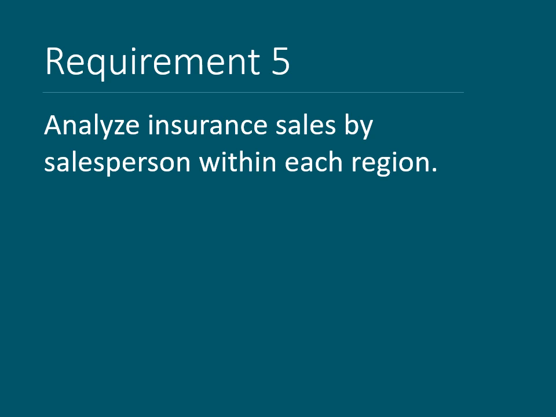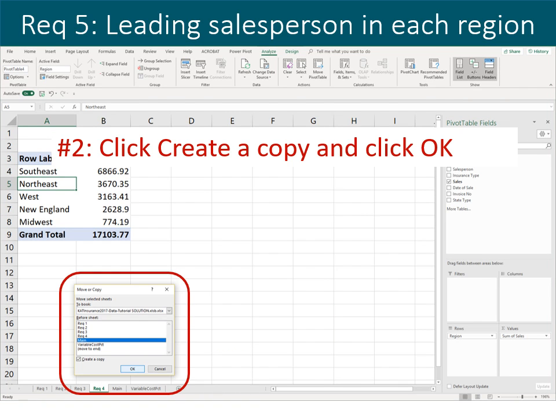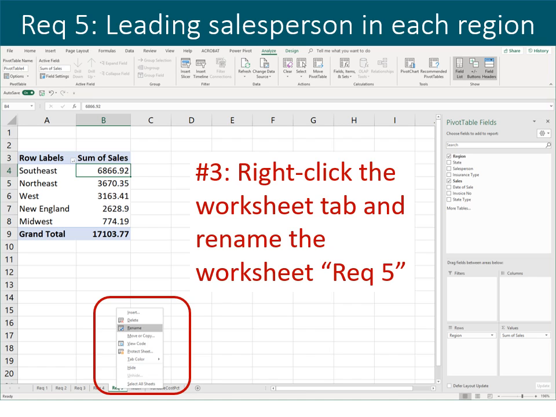The next requirement has us analyze insurance sales by salesperson within each region. Now right-click the Worksheet tab for the Requirement 4 worksheet that we just created and select Move or Copy. Select Create a Copy and click OK. Next, right-click the Worksheet tab and rename the worksheet Requirement 5.